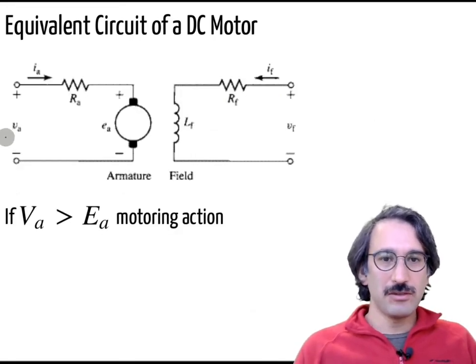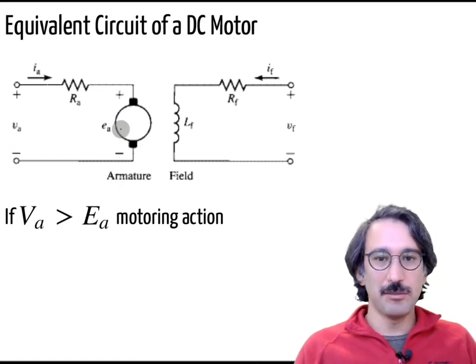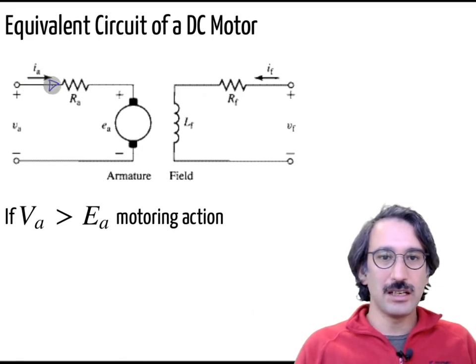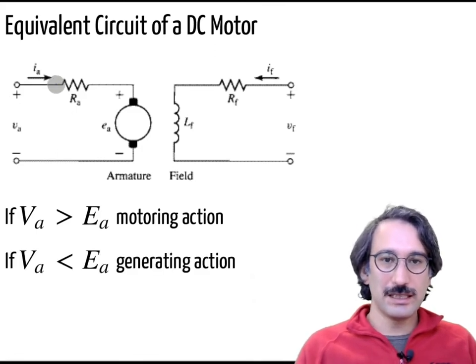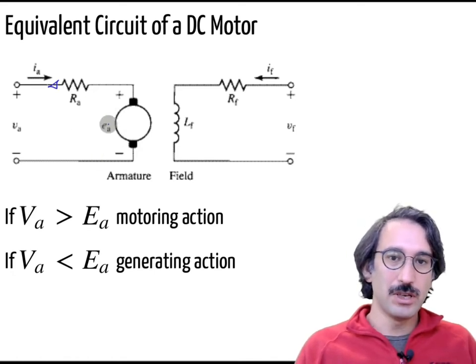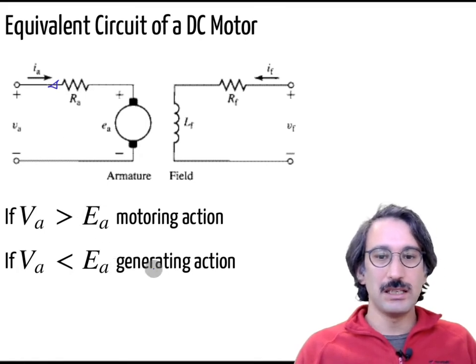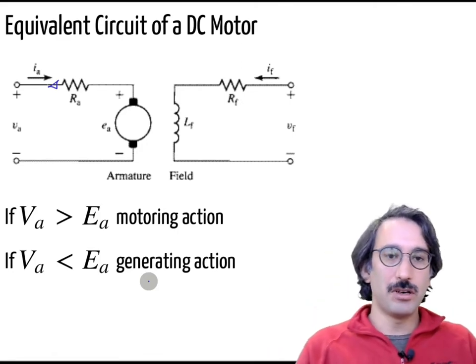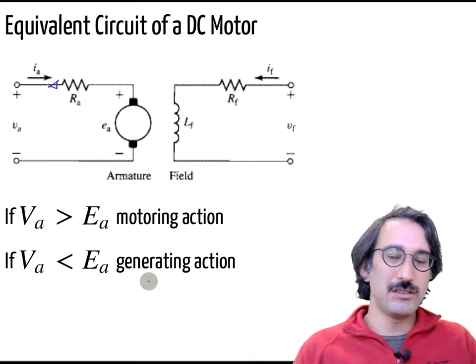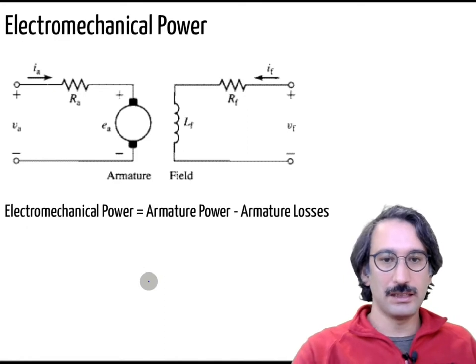So again, if our terminal voltage, if the applied voltage is larger than back EMF, then the current direction is like that, so that is in the motoring mode. Or if it is less than that value, then the current will be flowing from EA to the terminal voltage side, and that will be the generating action. Of course, in the motoring action we are transmitting power from our terminal side, but if it is in the generating action, then we are transferring power from our mechanical system to electrical system.